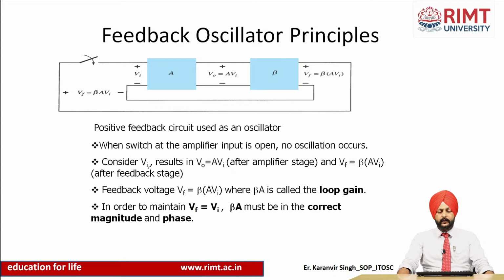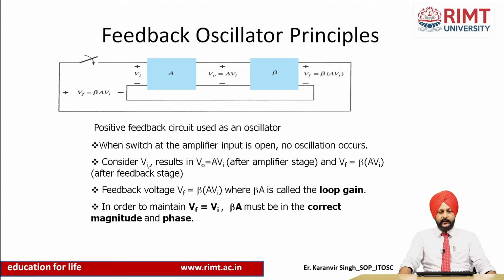There are two cases involved with the feedback oscillator principle: one is when the switch is open and the other is when the switch is closed. Firstly, we discuss when the switch at the amplifier input is open. When the switch is open, there is no connection in the circuit, so no current will flow and no frequency of oscillation will occur.